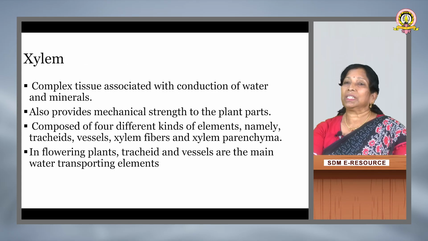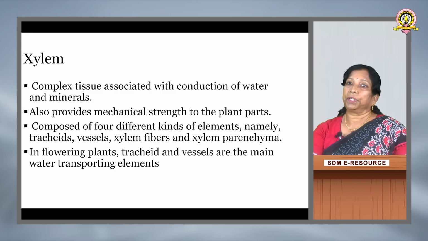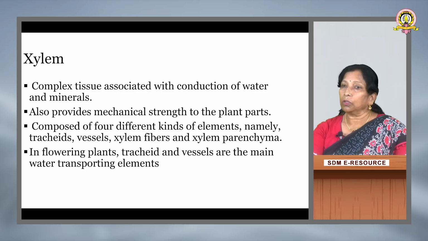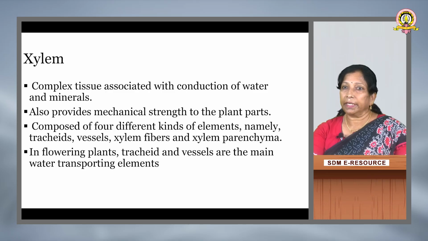Now, let me tell you what is xylem. Xylem is the water conducting tissue. It is an example of complex tissue and it is associated with the conduction of water and minerals. It also provides mechanical strength to the plant parts. Xylem is composed of 4 different kinds of elements, namely tracheids, vessels, xylem fibers and xylem parenchyma. In flowering plants, tracheids and vessels are the main water transporting elements.